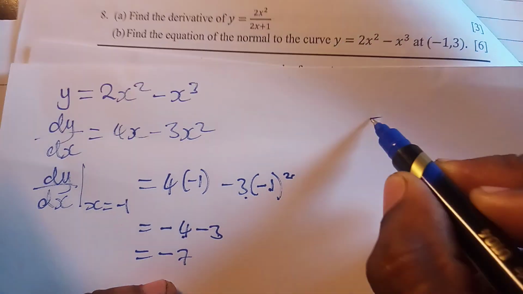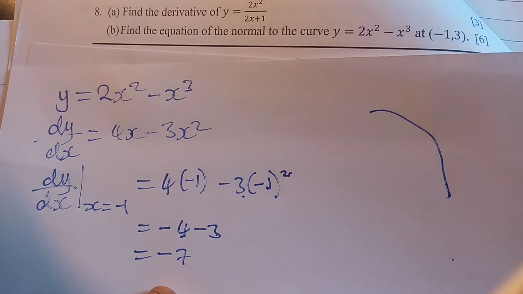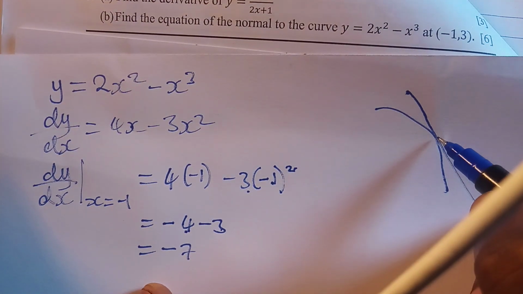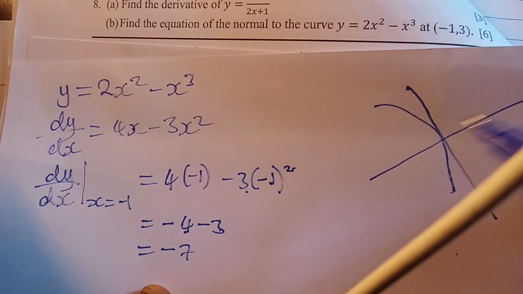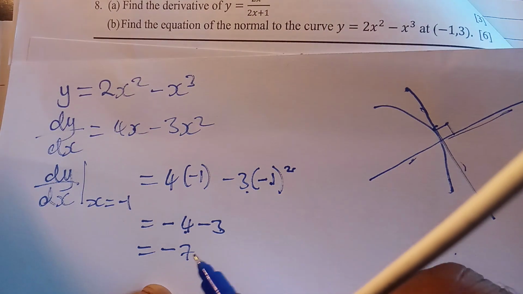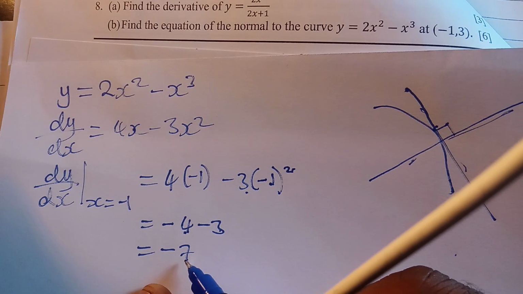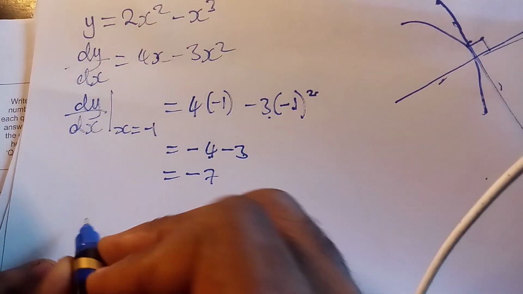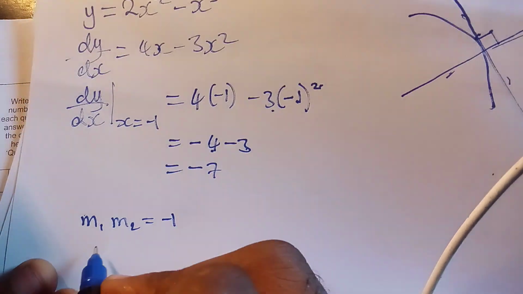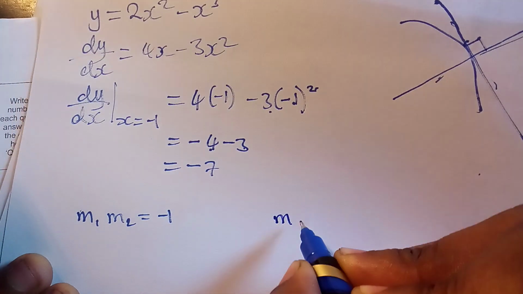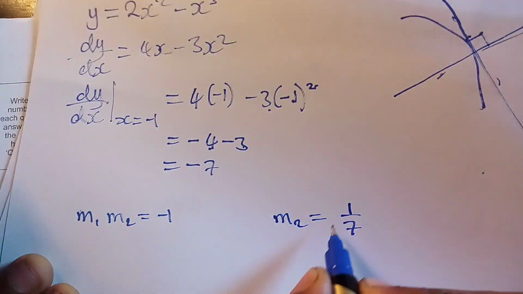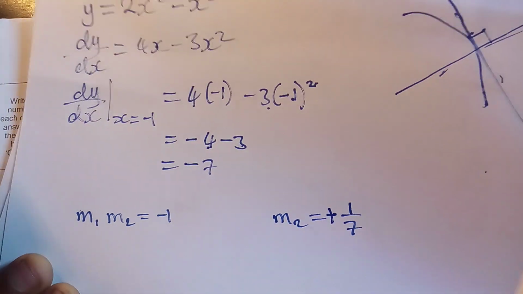So if this curve was like this, and then this point was here, then this would be the gradient at this point. The normal is perpendicular to the tangent line. So the gradient of the normal will be the negative reciprocal of this. You can either do it like this: m1 multiplied by m2 is equal to -1, or you can simply say m2 is equal to, you get the reciprocal of that and then you negate it. Since it was a negative, it will be a positive.